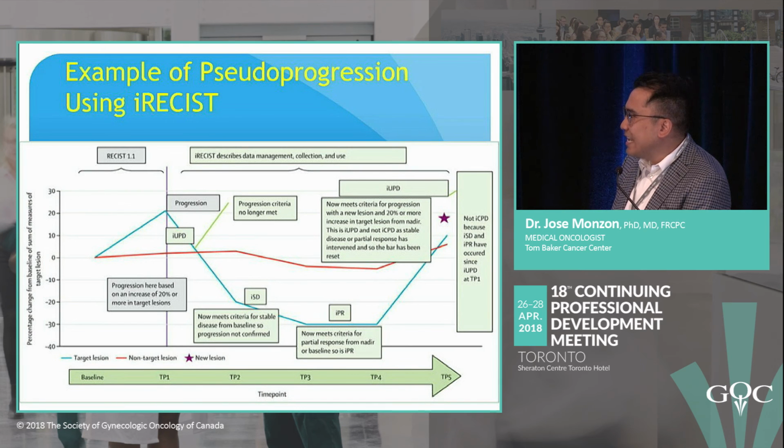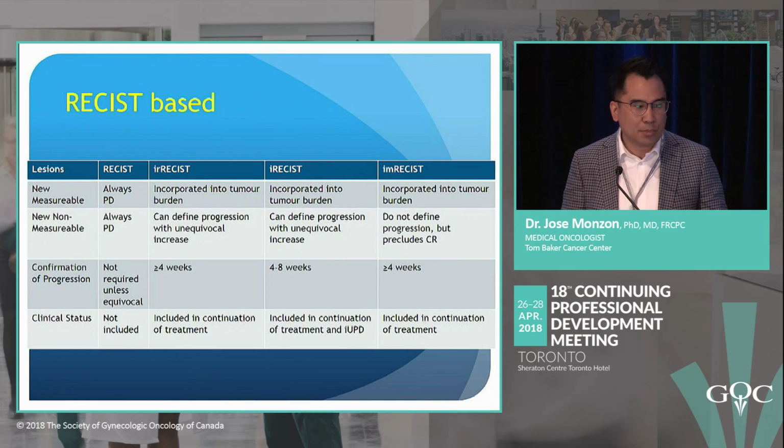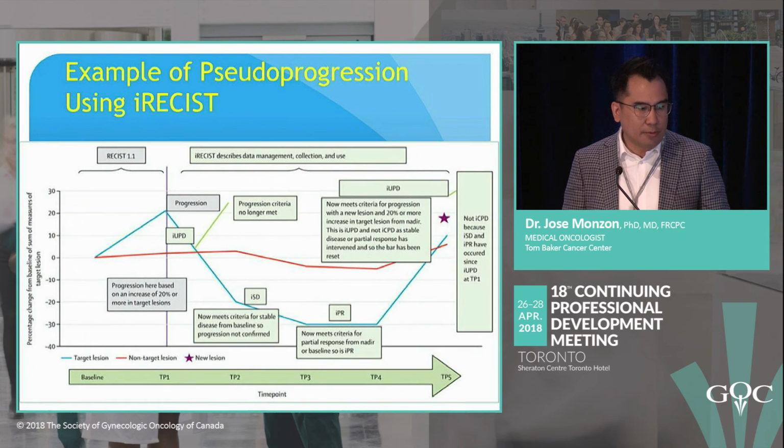Now, in this example, this patient had growth of their lesions, both non-target and target, and then a development of a new lesion. That's not confirmed progression of disease. That's solely, again, IUPD, which is immune unconfirmed progression disease. In 4 to 8 weeks, if another scan shows that there's further progression, then that would be ICPD, which would be immune confirmed progression disease. So just a few nuances with these immune RECIST criteria.